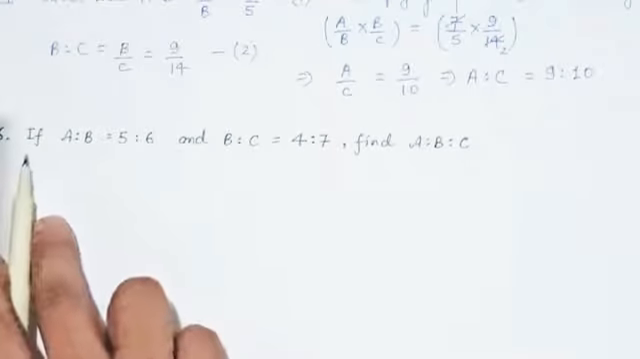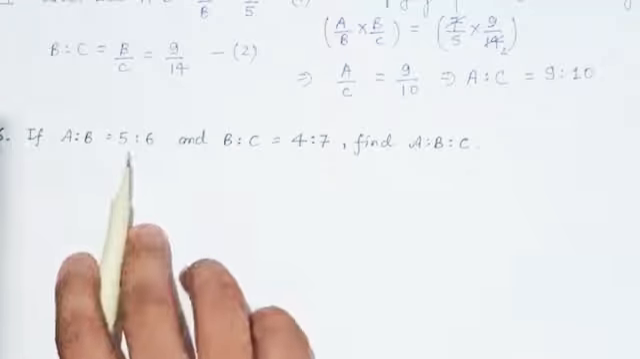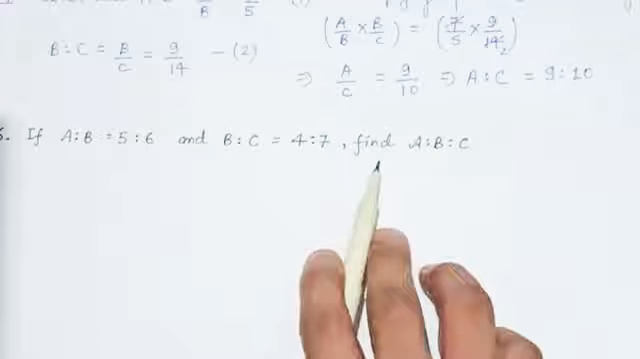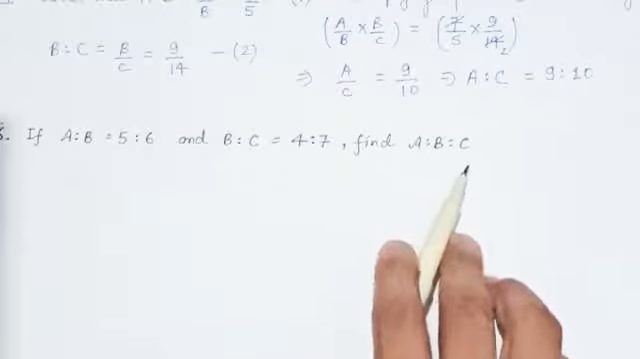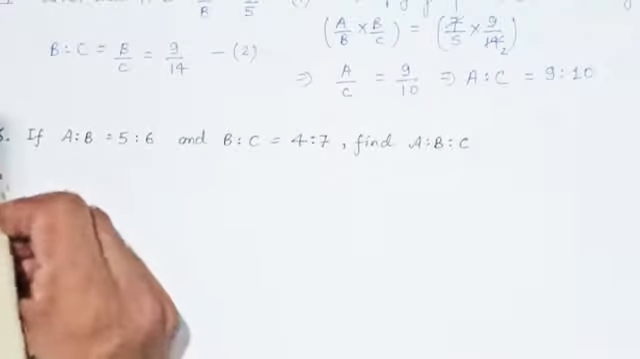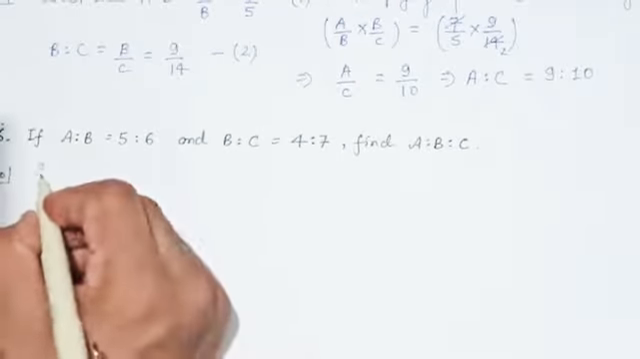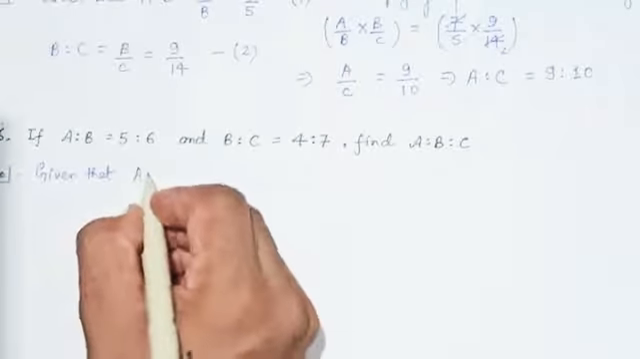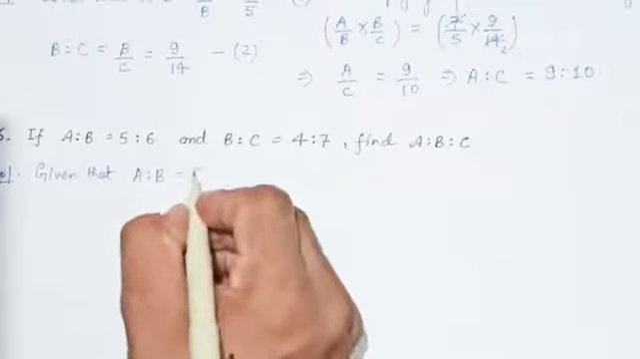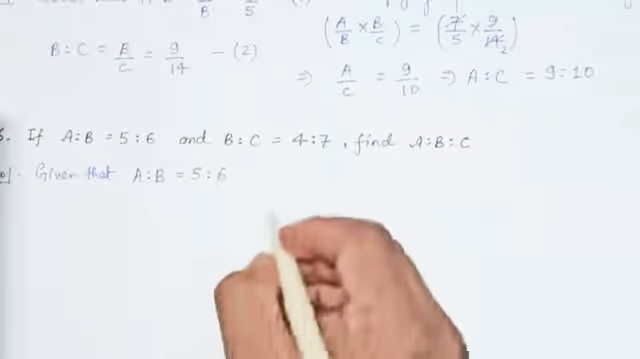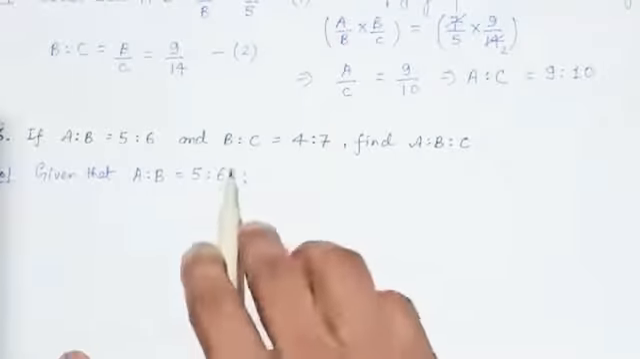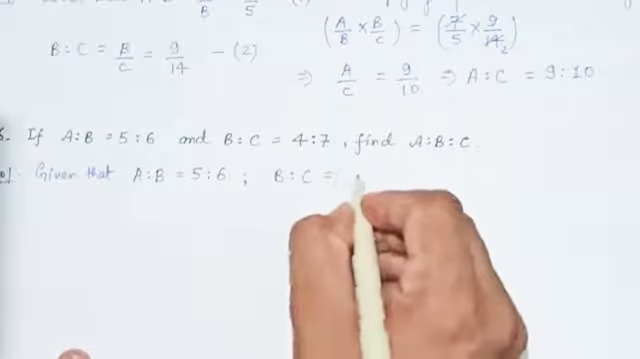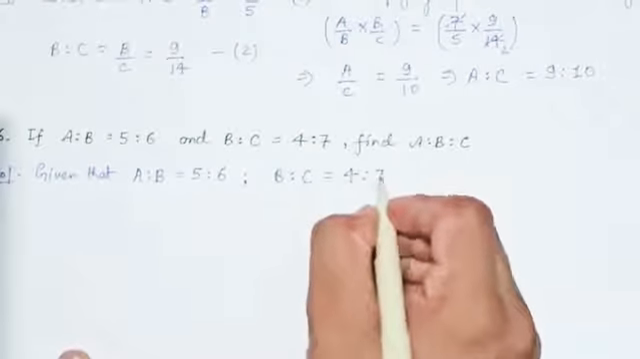The next question we have: given, if A is to B equals 5:6 and B is to C equals 4:7, then find A is to B is to C. So let us see the solution. Given that A is to B equals 5 is to 6. Okay. And again we have B is to C equals 4 is to 7.